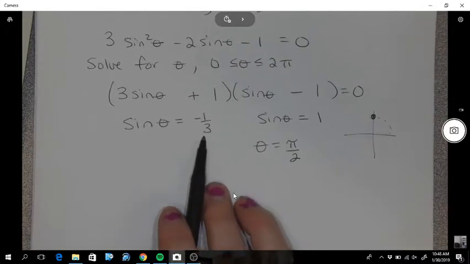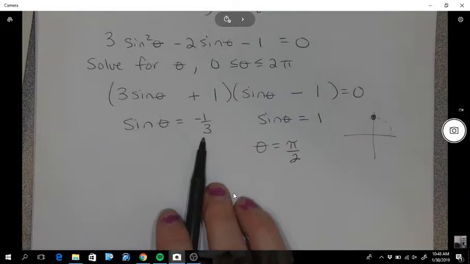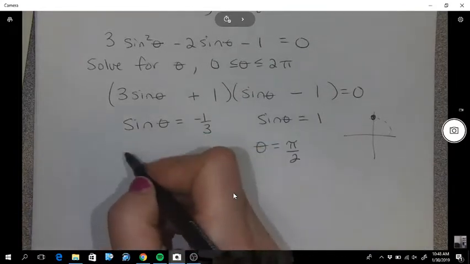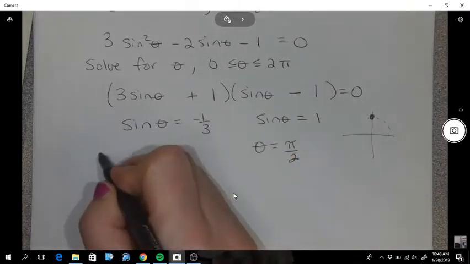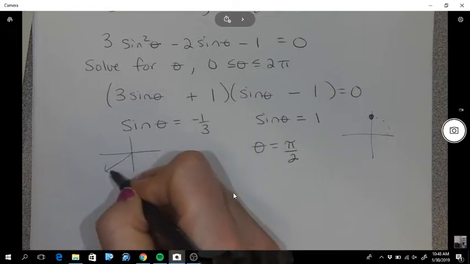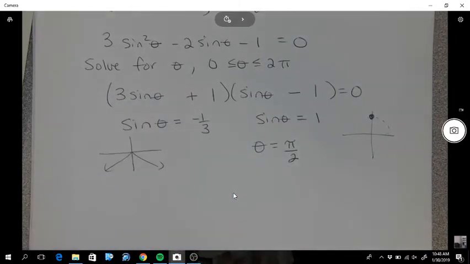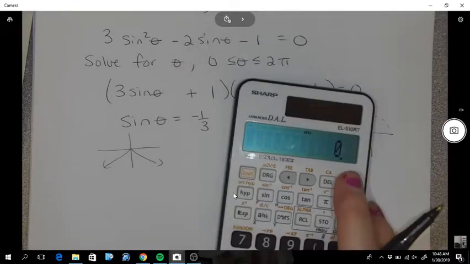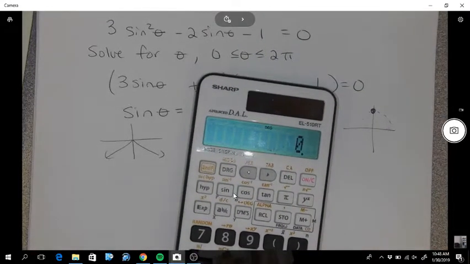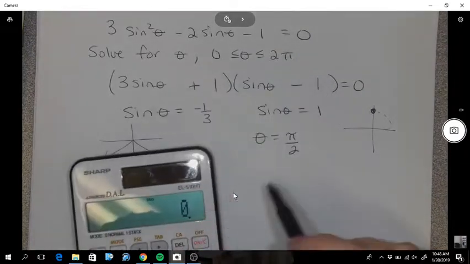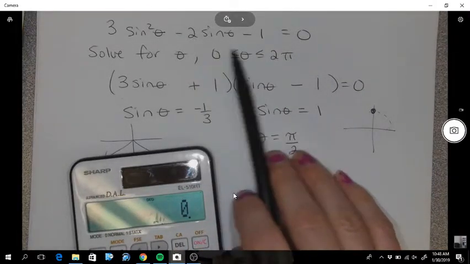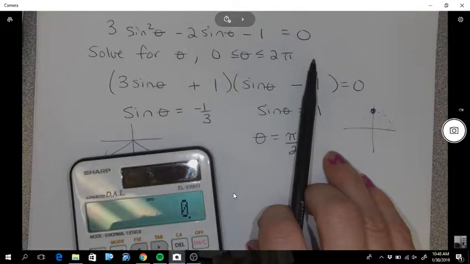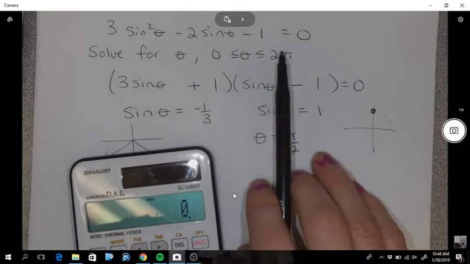Okay, this is not on the unit circle, right? We don't recognize that value. So here's what we're going to have to do. This angle is in ASTC quadrants 3 and 4 because sine is negative. Okay, I'm going to go into my calculator and I'm going to find my reference angle. But because this angle measurement is from 0 to 2 pi, they want the solution in radians.